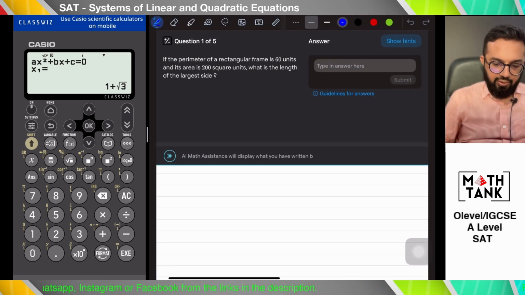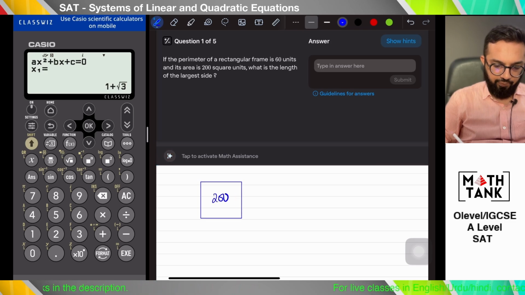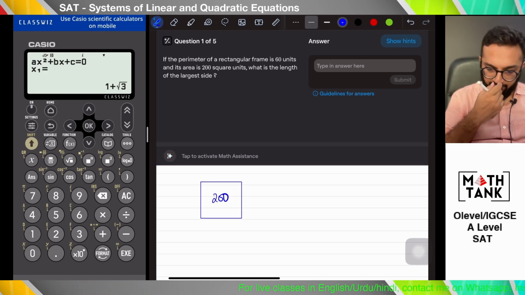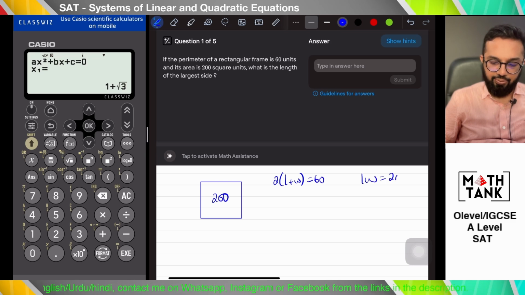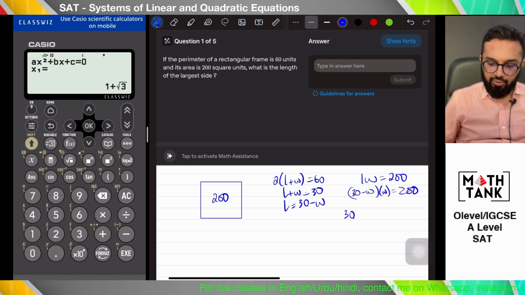It says if the perimeter of a rectangular frame is 60 units and the area is 200 square units, the perimeter of a rectangular frame. Okay, so 2(L plus W) equals 60 and LW equals 200. So L plus W should equal 30. L should equal 30 minus W. So 30 minus W times W equals 200. 30W minus W squared equals 200, and then W squared minus 30W plus 200.